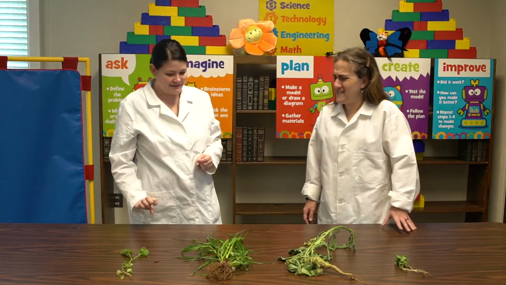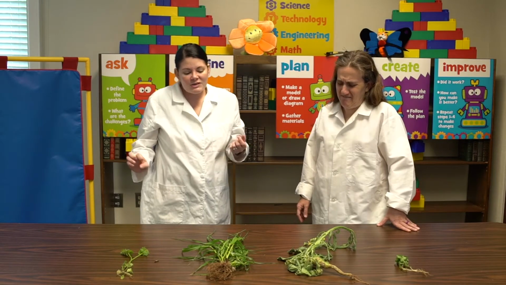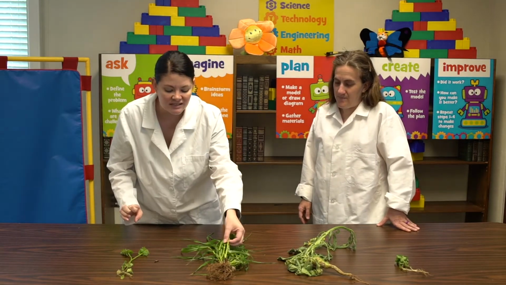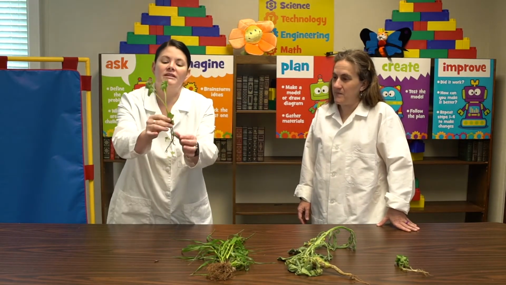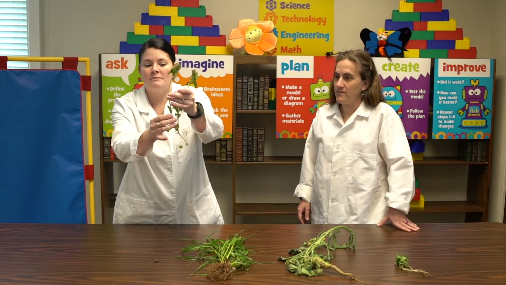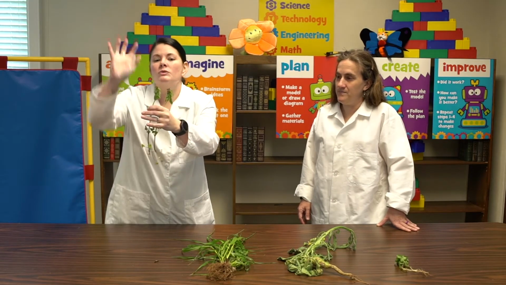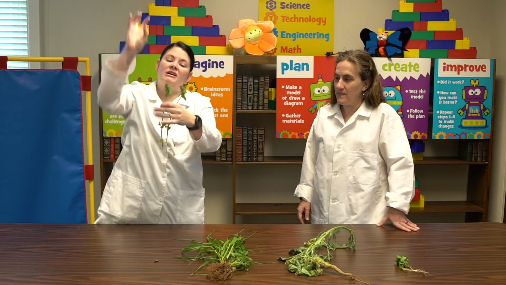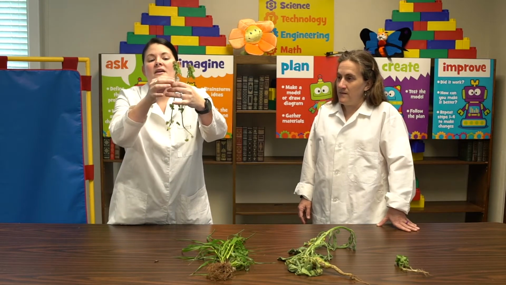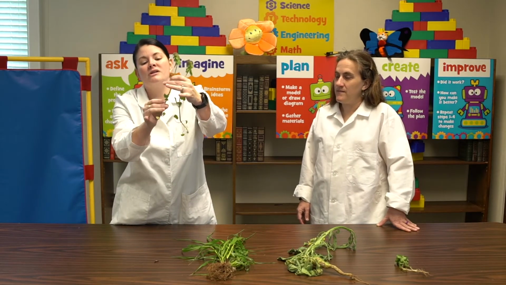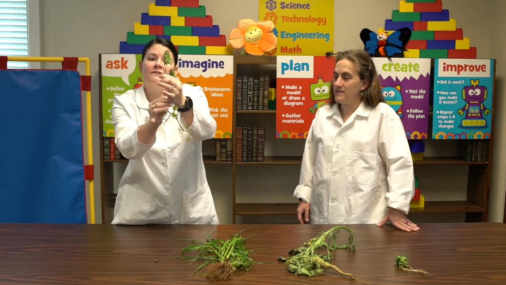Now, what about the stem of the plant? Why does it need that? So the stem holds the plant steady. Take a look at this one. This one has a solid stem. Holds the plant steady, helps it reach towards that sunlight because plants need sunlight. And it also is a good support for the leaves and the flowers.